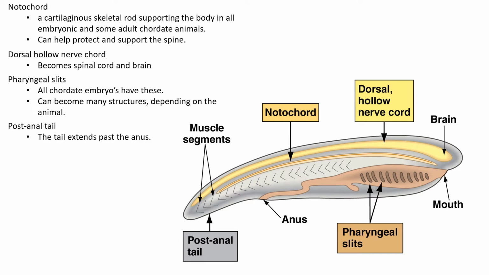The last structure is a postanal tail, and so this is going to mean a tail that is going to extend past the anus. And so if you think about lots of animals like cats and dogs, they have this tail, and some types of monkeys have it. We no longer have a postanal tail in adulthood, but we do have it as an embryo, but it does eventually disappear. Sometimes it will show up in a few cases in humans, and usually those humans will have that part taken off because we don't really need a tail at this point.